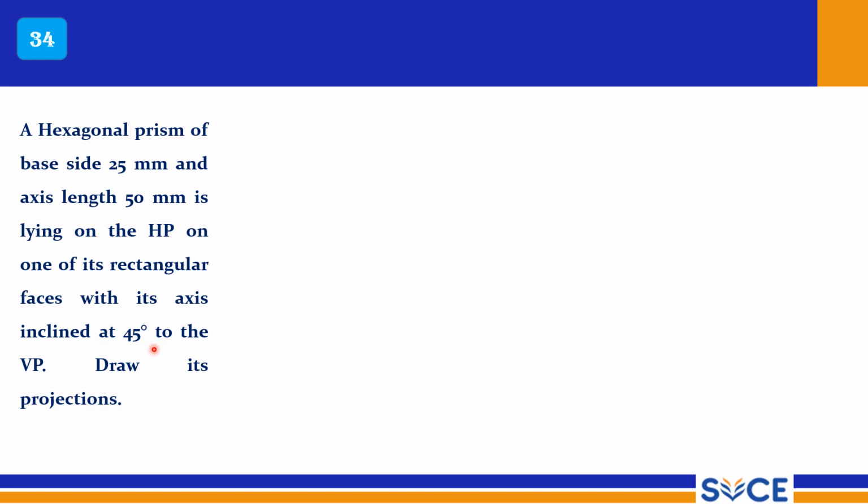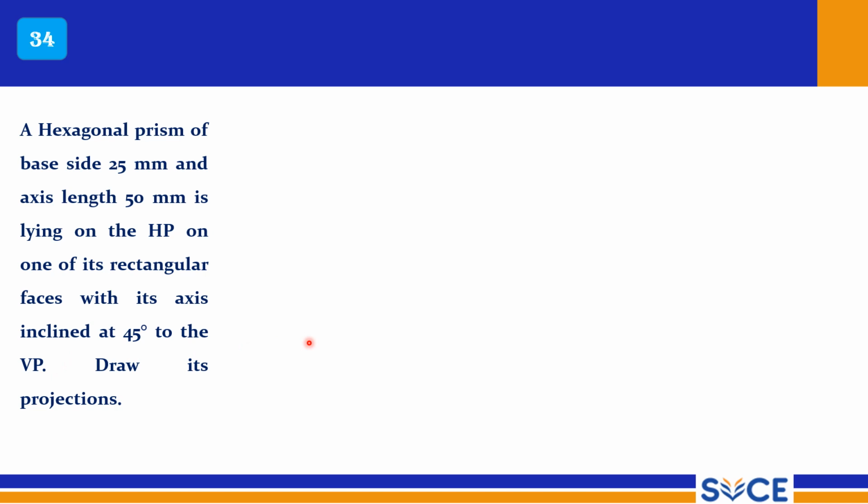When the axis is inclined to 45 degrees to VP, it means that you have to assume that the axis is perpendicular to VP first, right? So when the axis is perpendicular to VP, obviously the true shape should be drawn above XY reference line. It is lying on HP on one of its rectangular faces. So for prism, rectangular faces are lateral faces. So now it is lying and sleeping on rectangular face, in such a way that the axis is inclined at 45 degrees to VP.